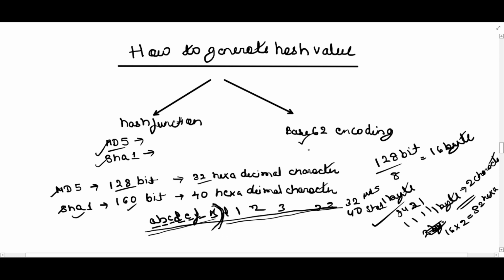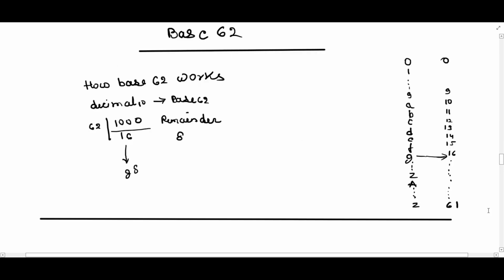Now let's see how base 62 works and how we can use it. First we need to understand how the base 62 algorithm works. Suppose we have any decimal number like 1,000. What will be the base 62 value? If we convert 1,000 to base 62, we have to divide 1,000 by 62. Whatever the remainder is, we keep it next to it, and we write down how much it is getting divided.